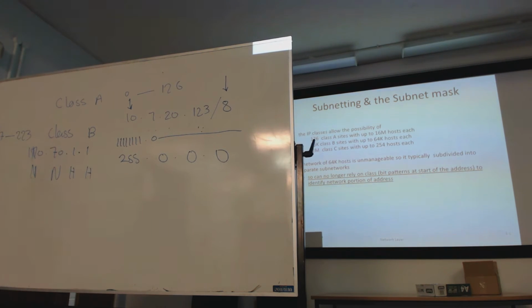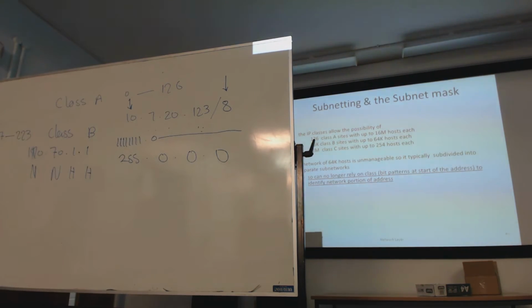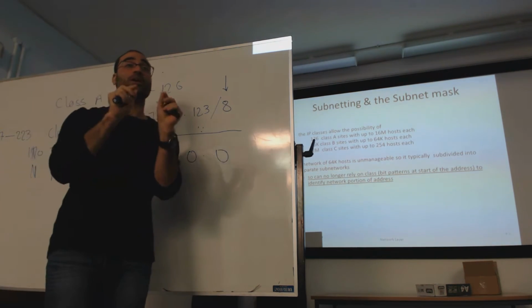Let's look at class B then. So we said the number here is indicating your mask number. Okay? So these are the pure classes. This is not classes in the domain. That's a pure class of having a full portion of a network and a full portion of a host.